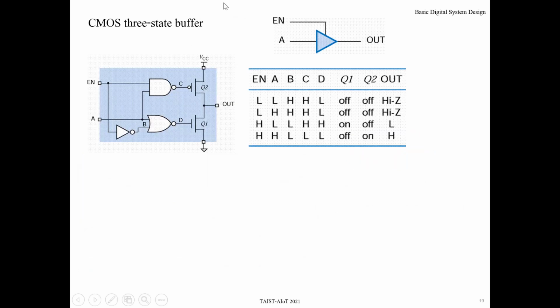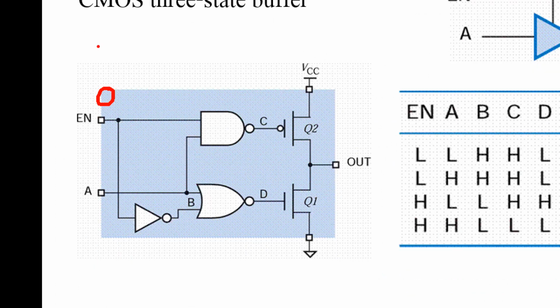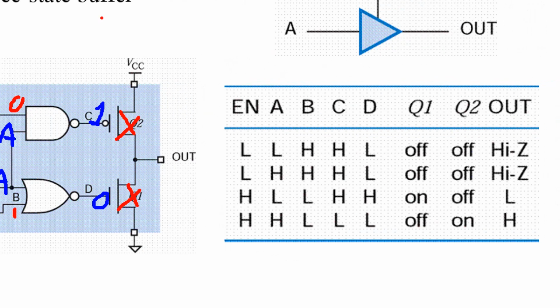Okay, and for this one, let's consider this circuit. When enable is zero, what happened? This input is zero, then it becomes 1 here, 0 here, and this one is A here. If A is 0, then it becomes 1 here; if A is 1, then it becomes 0 here. Because this transistor is active low, it's off here. This one is active high, so it's off here. That means the output is not connected to VCC and not connected to ground. It's like an open circuit, or high resistance, or high impedance.